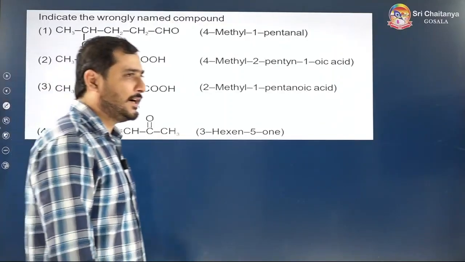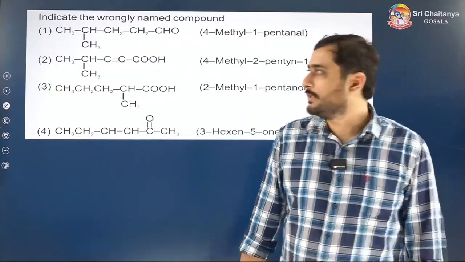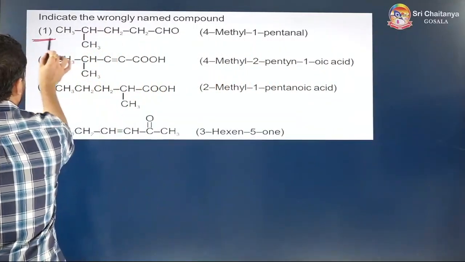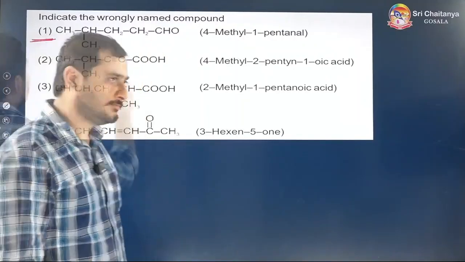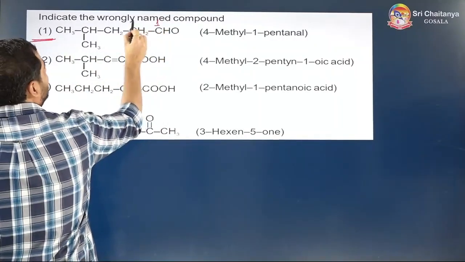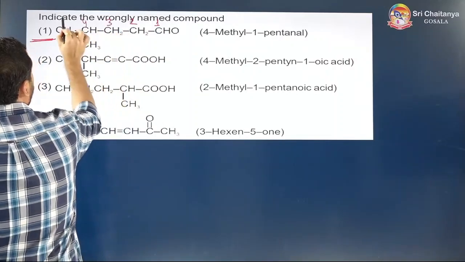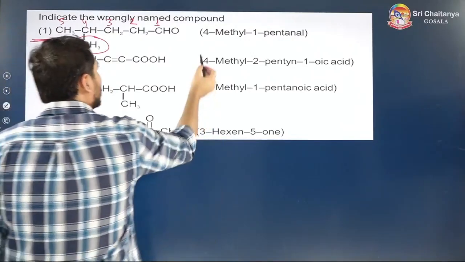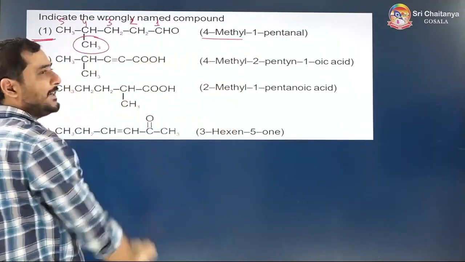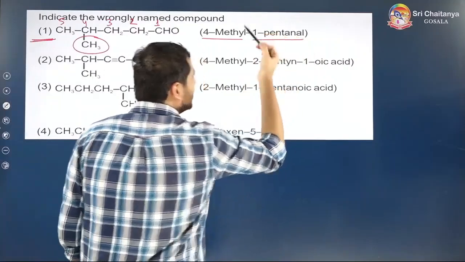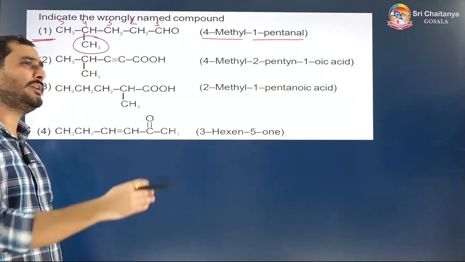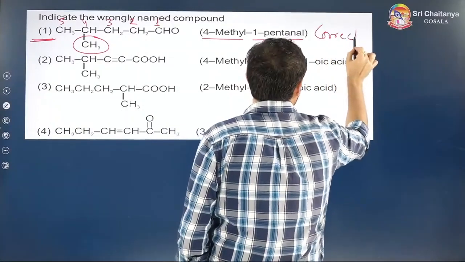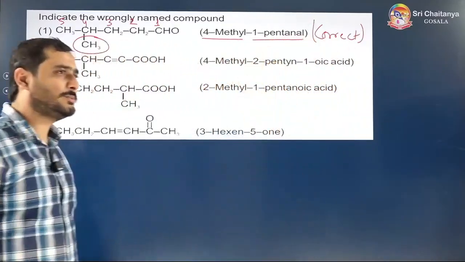Which of the following is wrongly matched? I am asking one by one. First check option number 1. You have to tell whether this is a correct name or an incorrect name. Let us start. CHO is the functional group. Number 1, 2, 3, 4, 5. At the fourth position, which substituent is present? Methyl. So it is correct, 4 methyl. For 5 carbon atoms, pentane, and for aldehyde it is given al. So it is 4 methyl pentanal, or if you write pentan-1-al, that is also correct. It means the first is a correct name. There is nothing wrong in option number 1.